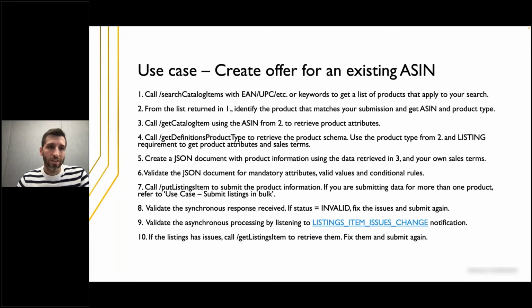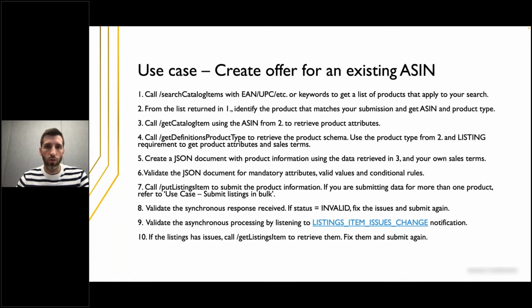In this case, the first step will again use the search catalog items operation, but you are not looking for an empty response. In this case you are looking for a concrete ASIN. So you expect the response from this API to give you an ASIN for the product that exists in the Amazon catalog. You can use the ASIN that you got to get the product information. This is an important step.